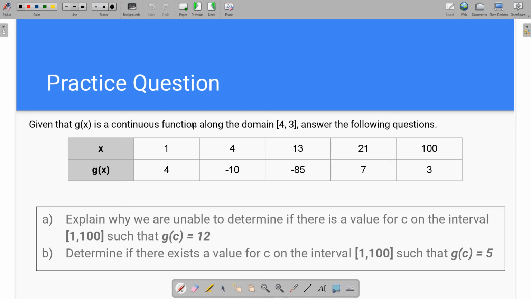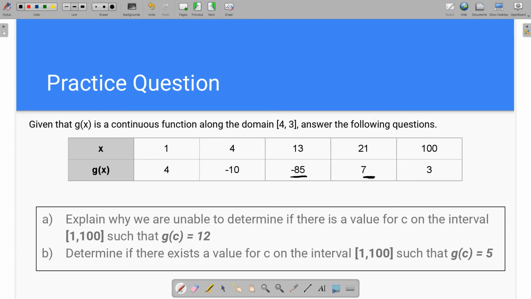Given g of x is a continuous function along the domain 4, 3, answer the following question. So again, I'm going to look to see what's happening here. So it's continuous, so I want to find my extremes. So I see I've got an extreme down to -85, and my highest number looks to be 7. So my endpoints are, it's only continuous along the domain 4, 3.